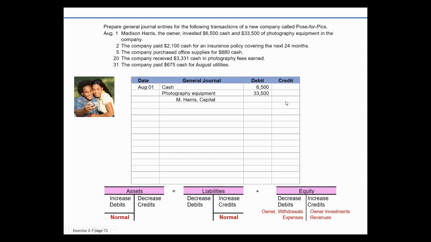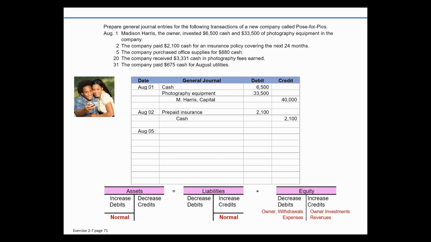And in M. Harris Capital, you're going to credit $40,000. And so you see that. And then on August the 2nd, the company had to pay $2,100 in cash for an insurance policy that's good for the next 2 years, 24 months. So we see here, August the 2nd, we have to debit prepaid insurance, because prepaid insurance is an asset, for $2,100. And then cash, we will credit cash for $2,100 because we're paying cash to the insurance company. So we need to decrease the amount of cash that we have.